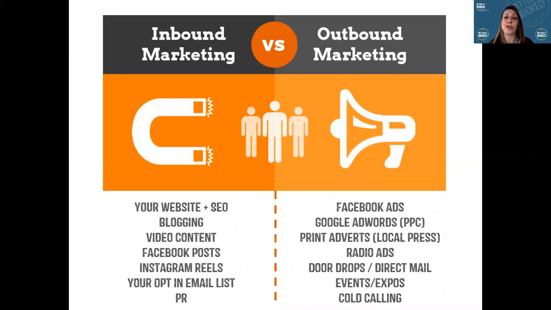And we need to think about this in 2 ways. It's outbound and inbound marketing. Outbound marketing is like a push effect. We're pushing our message out to our audience. And that's more the old-fashioned way of marketing, which would be things like print adverts. So going into your local newspaper, maybe doing a radio advert, doing things like door drops or direct mail. Also things like Facebook ads and Google AdWords, which is pay-per-click advertising, are more traditional outbound marketing techniques.